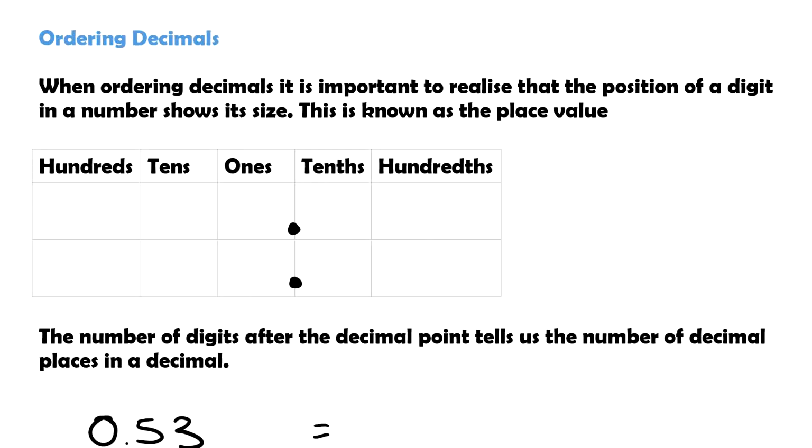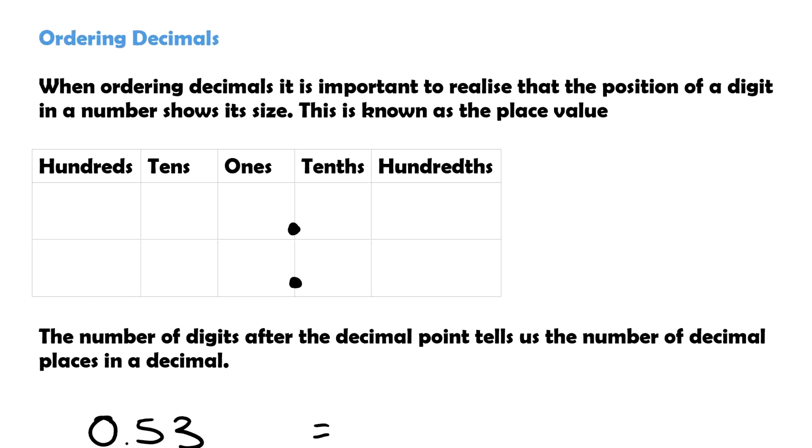In this video, we're looking at ordering decimals. So when we're ordering decimals, it's important to realize that the position of all the digits in a number show the size. This is known as place values. On your screen, you can see a couple of place values there. You see hundreds, tens, ones, tenths, and hundredths.